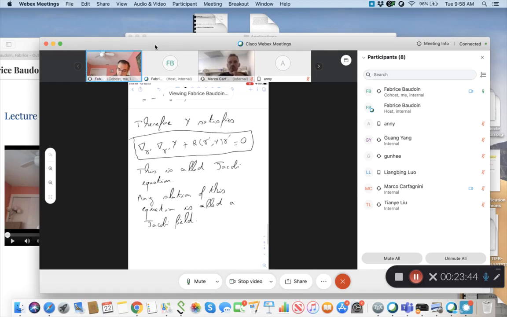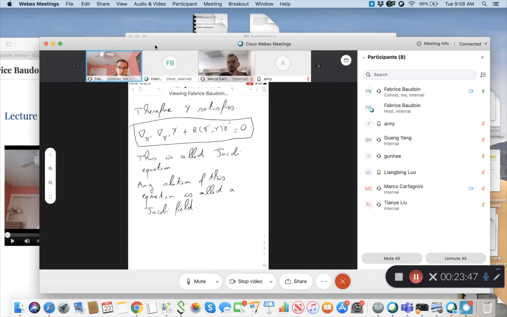So if we summarize a little bit the computation I showed you, it shows that if you have a geodesic variation, the variation field of this variation is going to be a Jacobi field. This is what we proved. If gamma of s,t is a geodesic variation, this is what we proved, then the variation field is a Jacobi field.